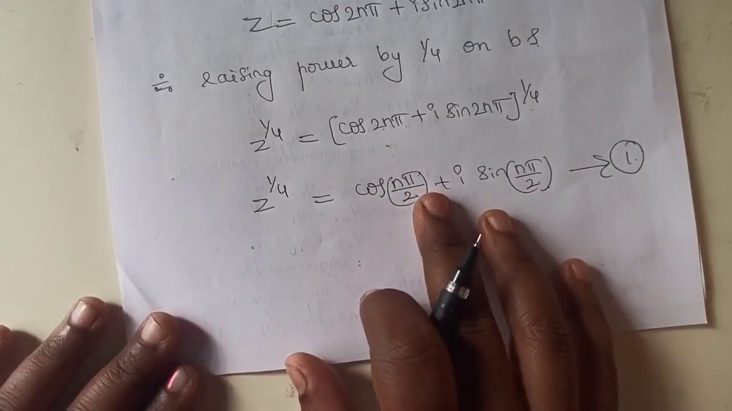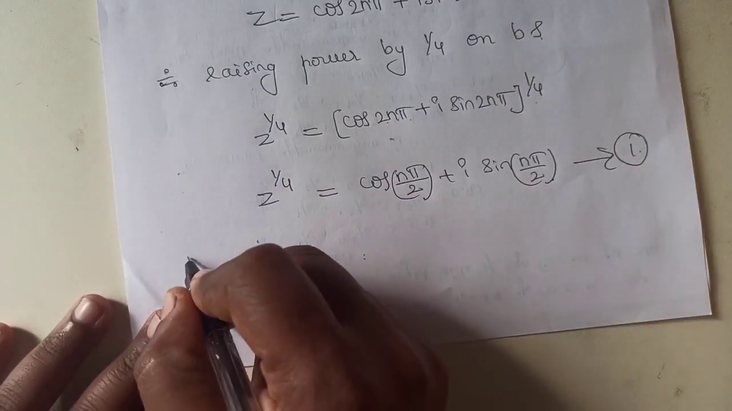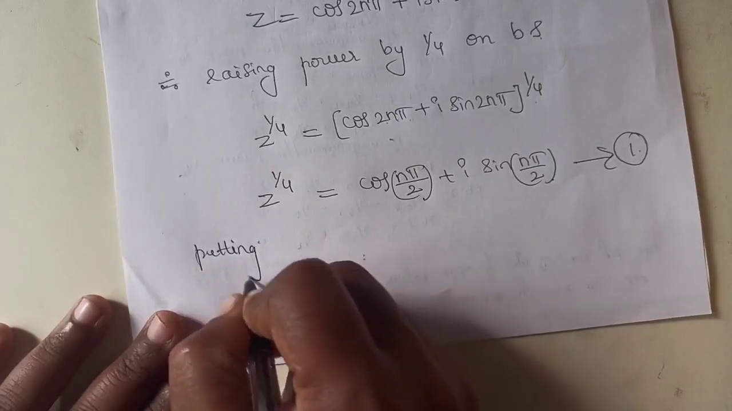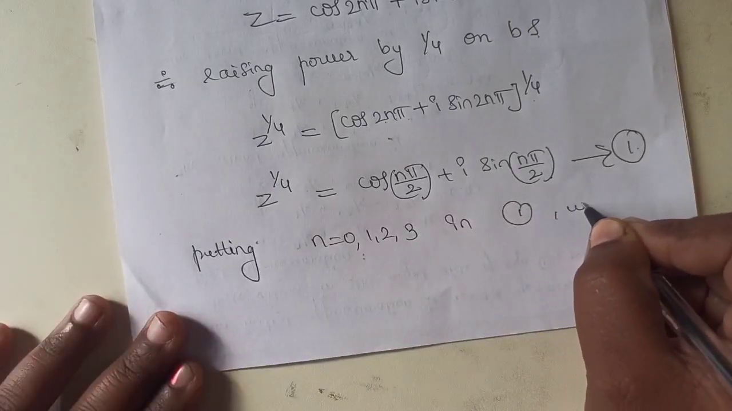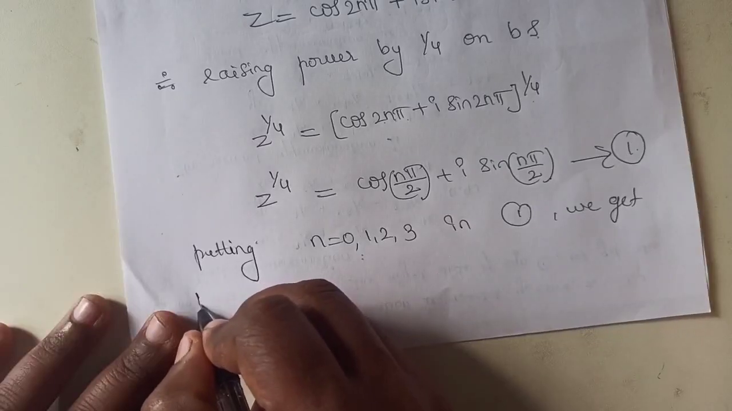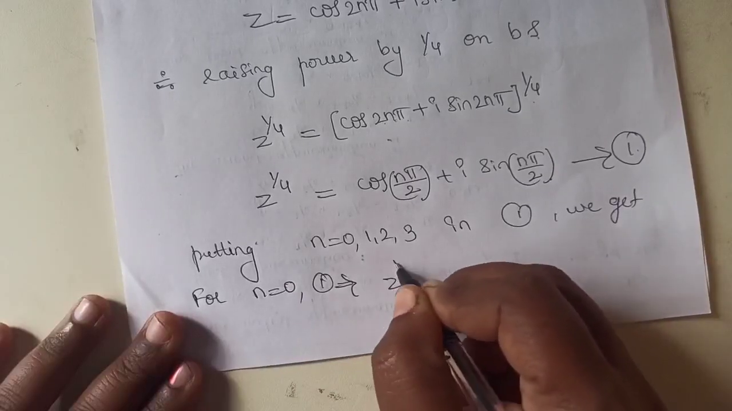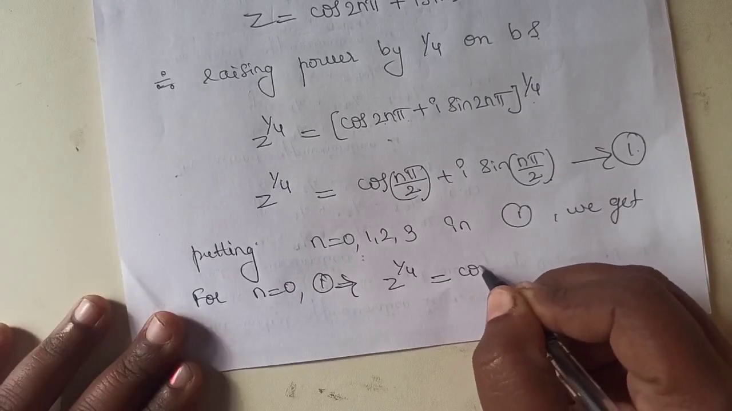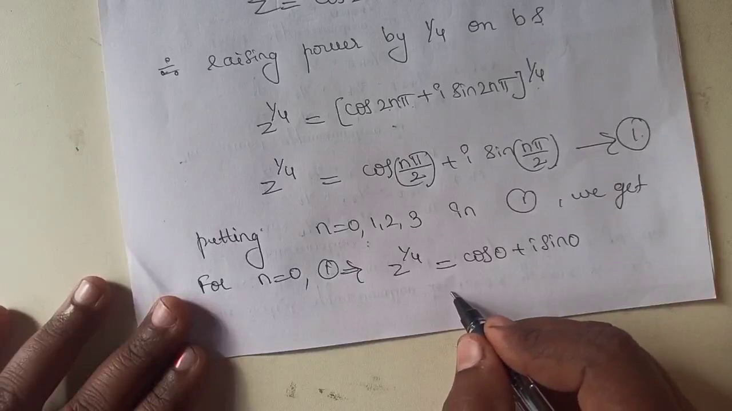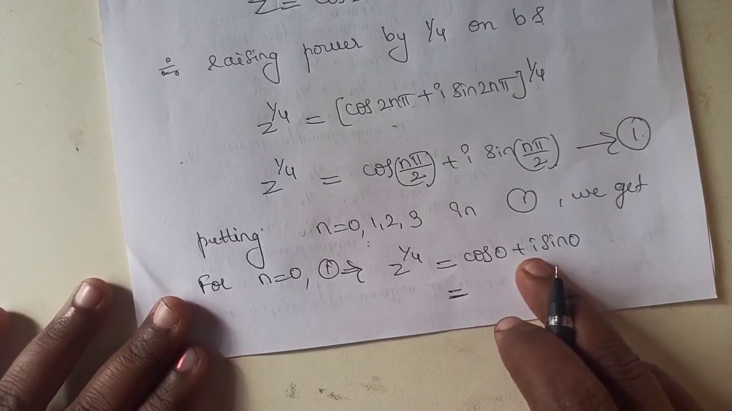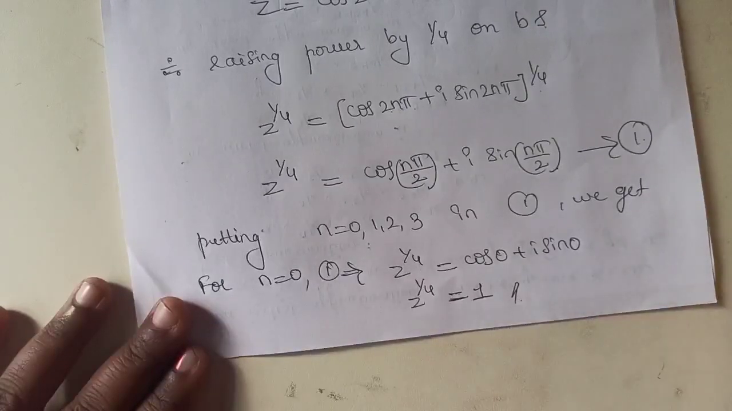Now for four roots we need to substitute n equals 0, 1, 2, 3 in equation 1. So for n equals 0, equation 1 becomes z power 1 by 4 equals cos of 0 plus i sin 0. Substituting this, we get cos of 0 plus i sin 0, that is z power 1 by 4 equals 1. This is the first root.